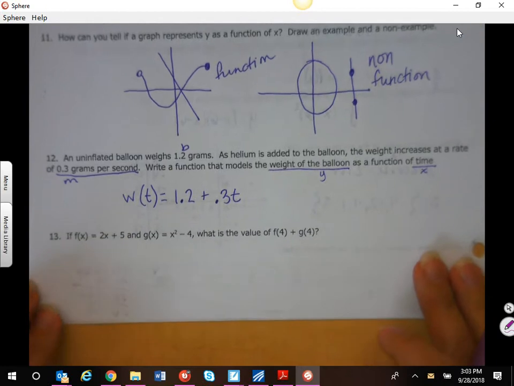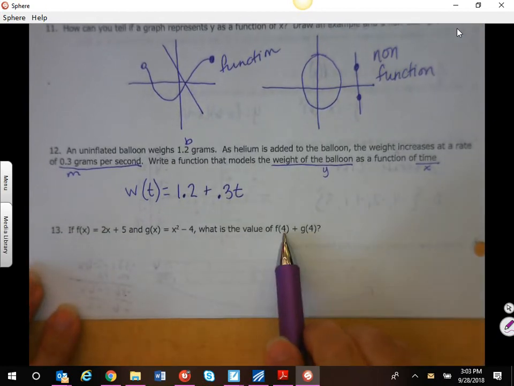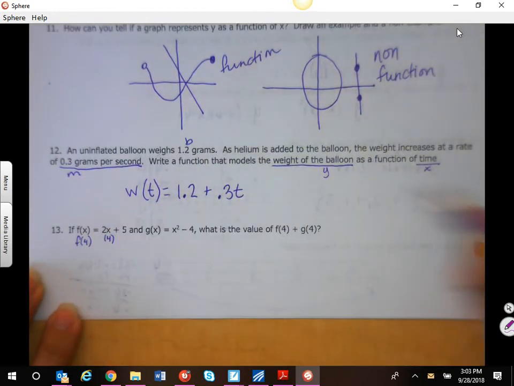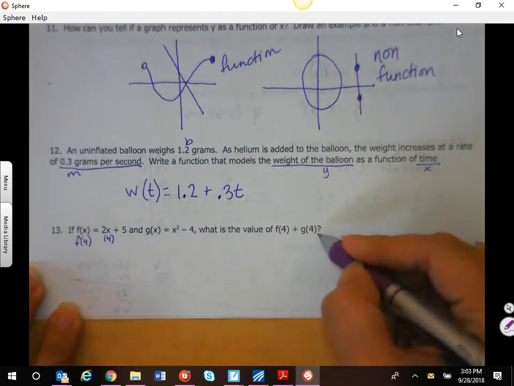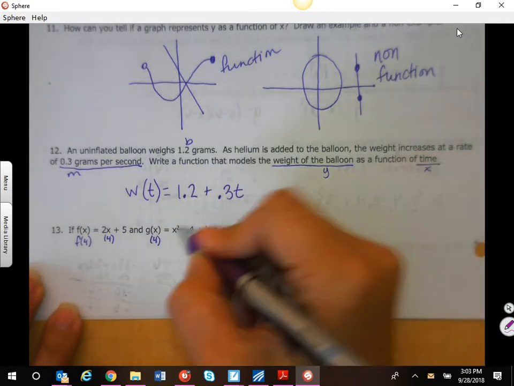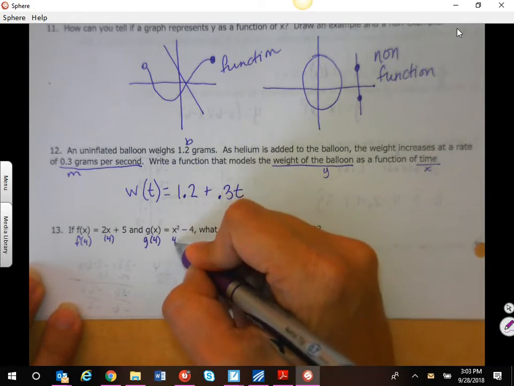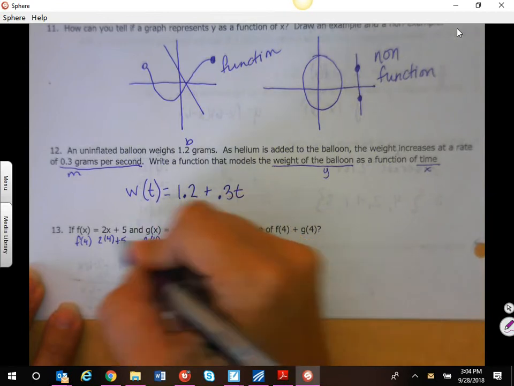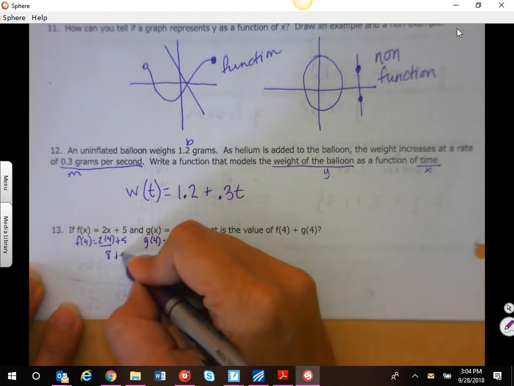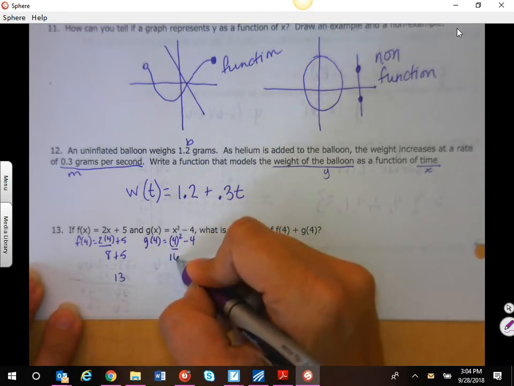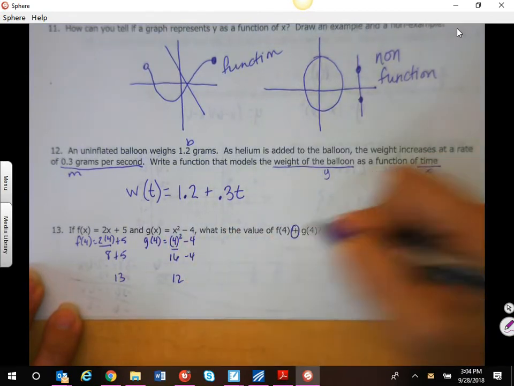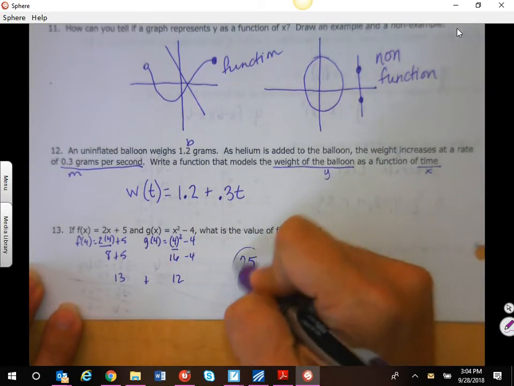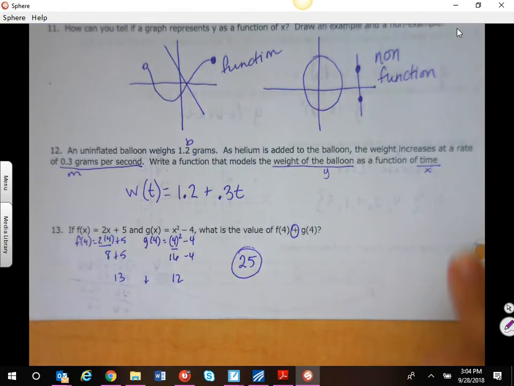This is purely a plug and chug, just with function notation, f of 4. I'm going to put 4 in place of x on the function f of x. G of x, we're going to use 4 in place of x on the g. And I'm just going to plug in the numbers and solve. 2 times 4 is 8, plus 5 is 13. 4 squared is 16, minus 4 is 12, and it tells us to add those values. So f of 4 plus g of 4 is 25.